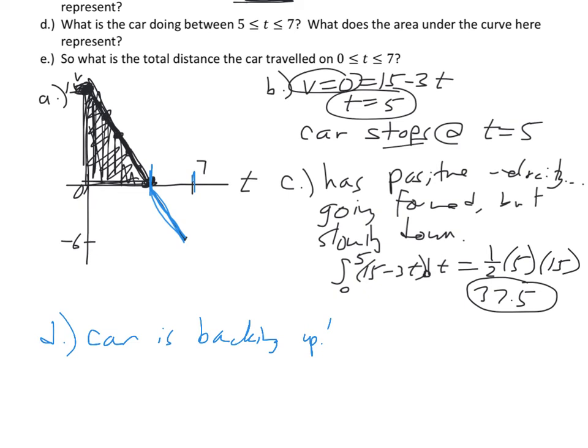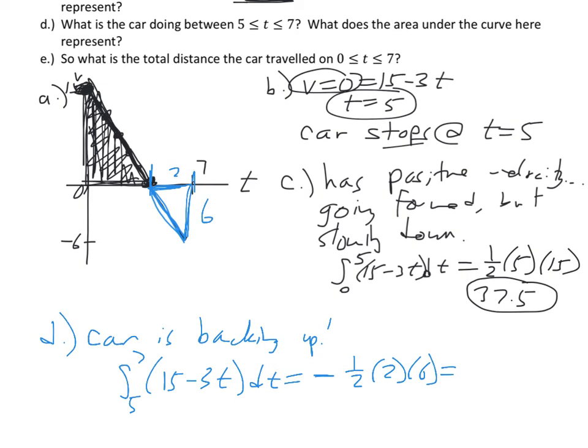So during this time, the car's going backward, right? If I were to do the integral from 5 to 7 of 15 minus 3t dt, wouldn't I get something negative? This integral would wind up being, it's 6 units tall, it's 2 units wide. This would be 1/2 of 2 times 6, so that would be -6. Does that mean that the car's distance is now -6? Like, no. Right? The fact that this is negative just means that the car went backward, right?